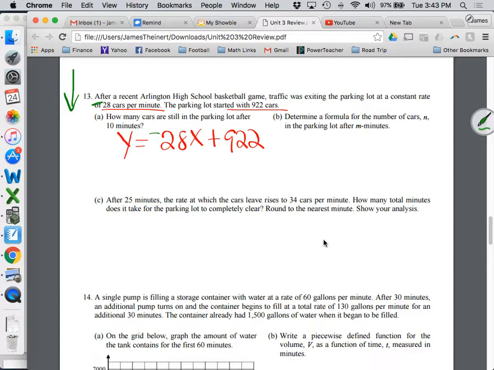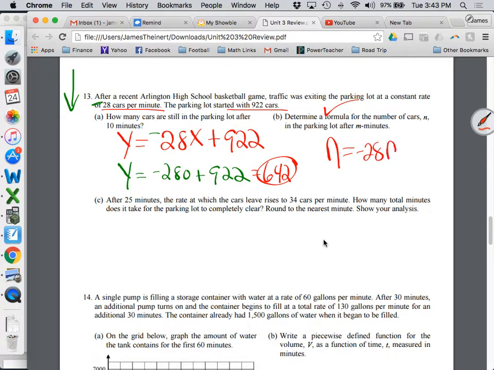That's a great equation. Plug in for 10: -280 plus 922. What do you get there? 642? 642 cars. Okay, I already did the formula right there. If you want it in terms of n and m, the number of cars is going to equal -28m plus 922. And the last part is really the interesting part.